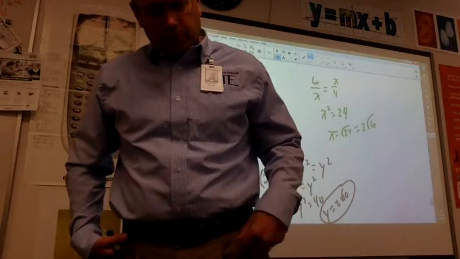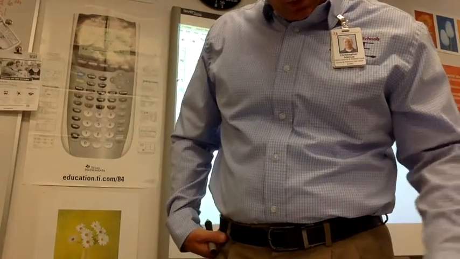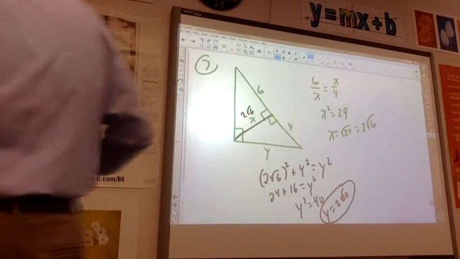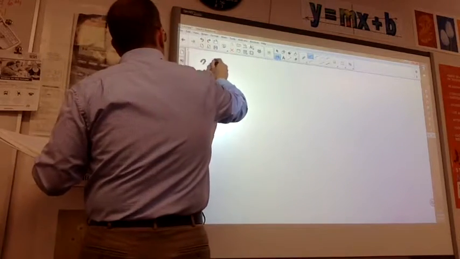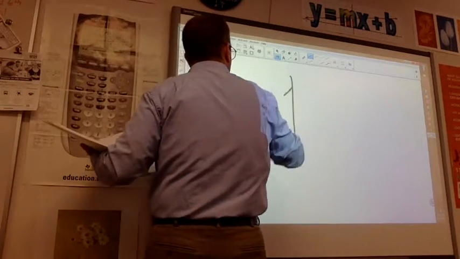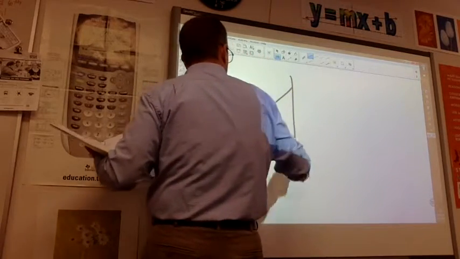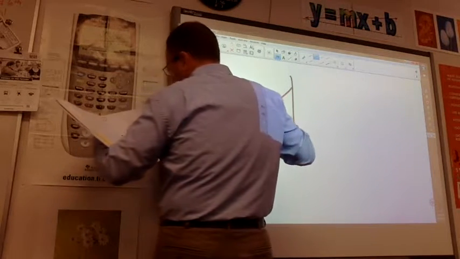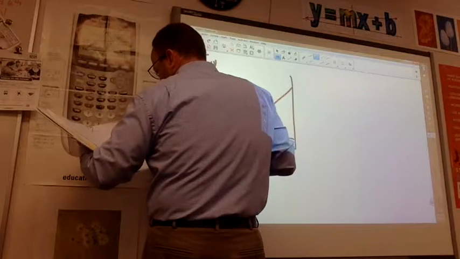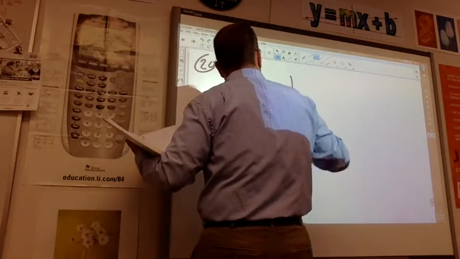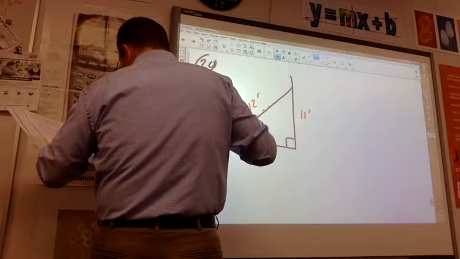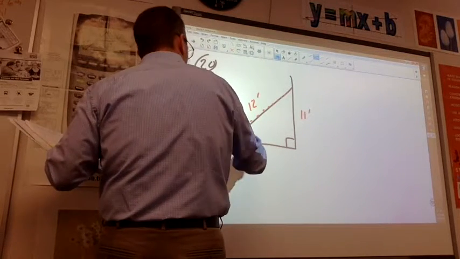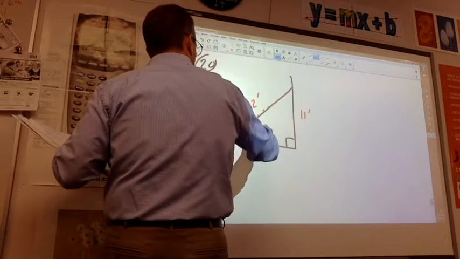20. A 12-foot ladder meets a wall 11 feet off the ground. What is the angle formed by the ground and the ladder? Okay. So you have this wall, you have this ladder leaning against the wall. You have to realize that forms a right angle. So here's my ladder. The ladder itself is a 12-foot ladder, and it meets a wall 11 feet up. So what is the angle formed by the ground? This is the ground. So we'll call that x.